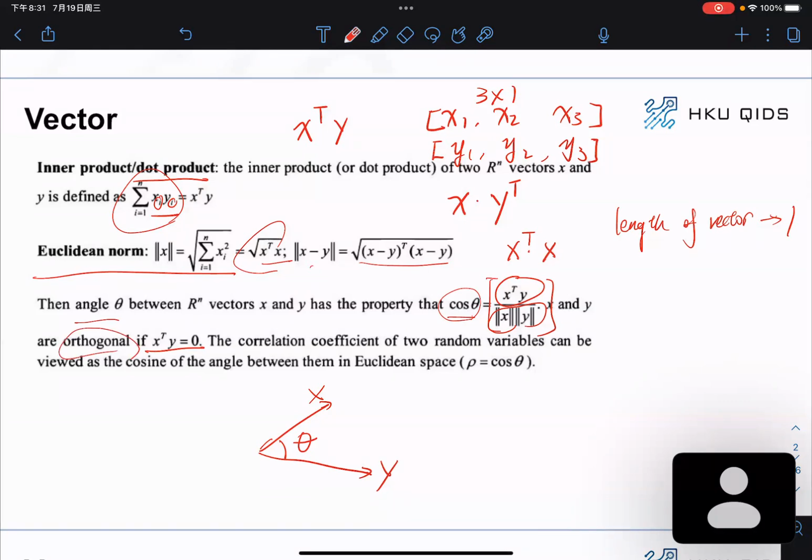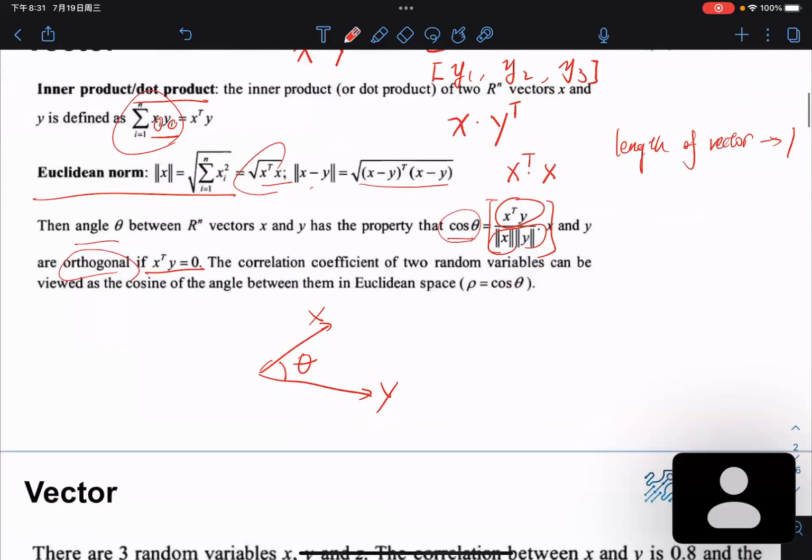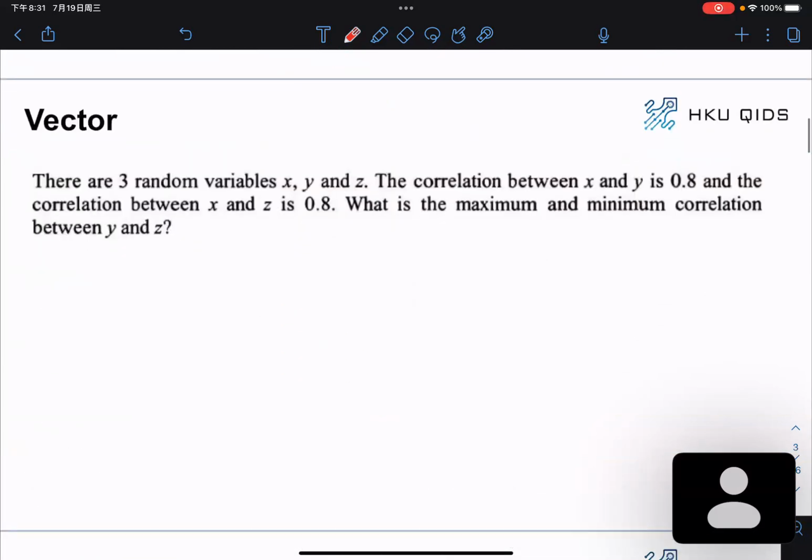The correlation coefficient of two random variables can also be viewed as the cosine of the angle. Now let's see a real application. There are 3 random variables, x, y, and z. The correlation between x and y is 0.8, and the correlation between x and z is also 0.8. So what is the maximum and minimum correlation between y and z?